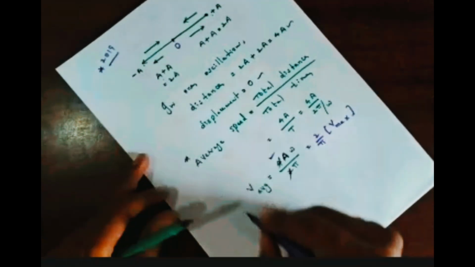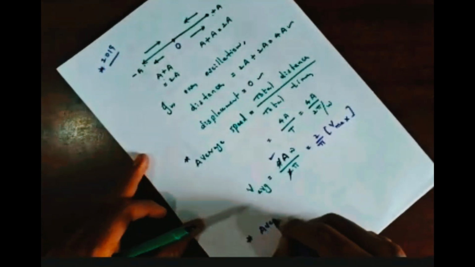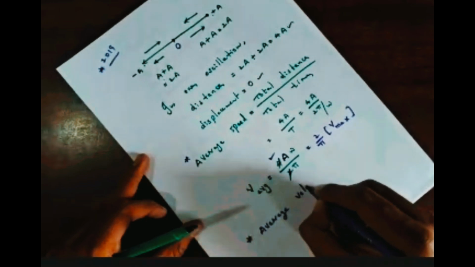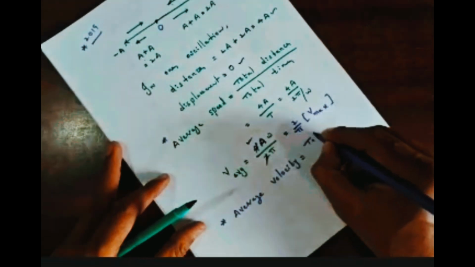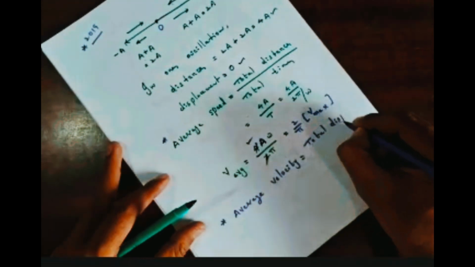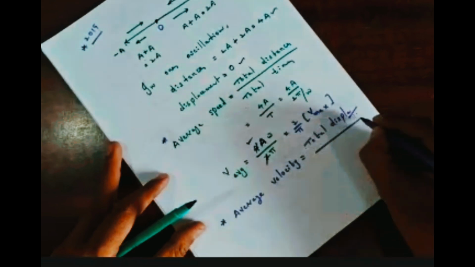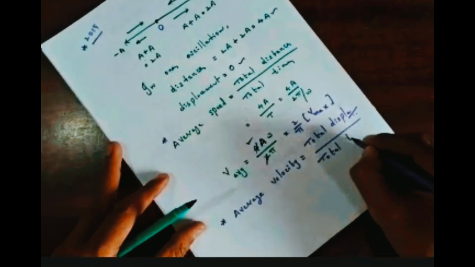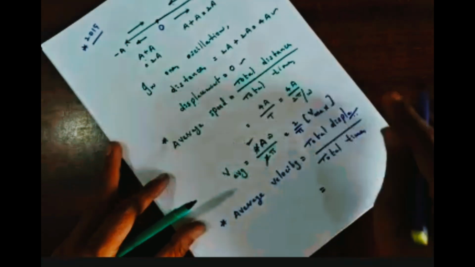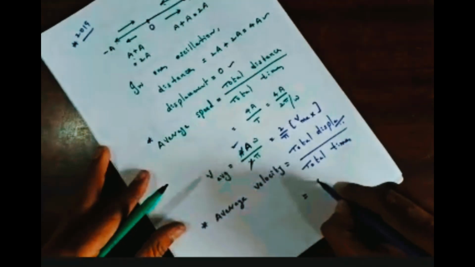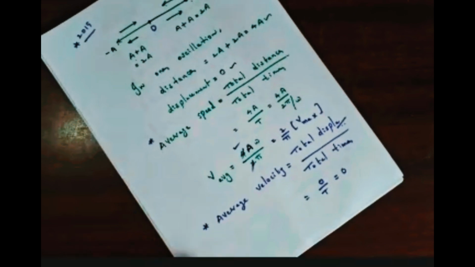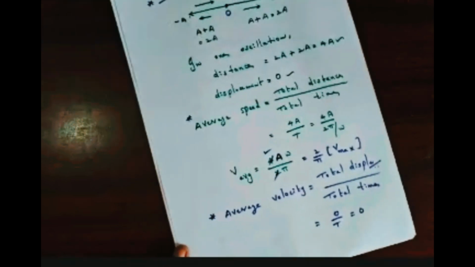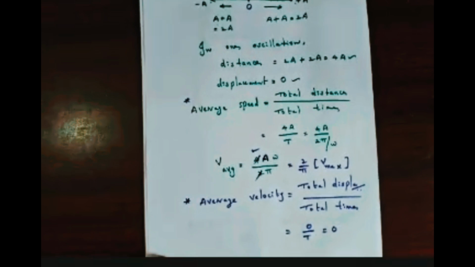Then average velocity. Average velocity means total displacement by total time. What is the displacement? 0. 0 by anything is equal to 0. Average velocity is 0, whereas average speed is 2 by pi into V max. This problem was asked in 2019.